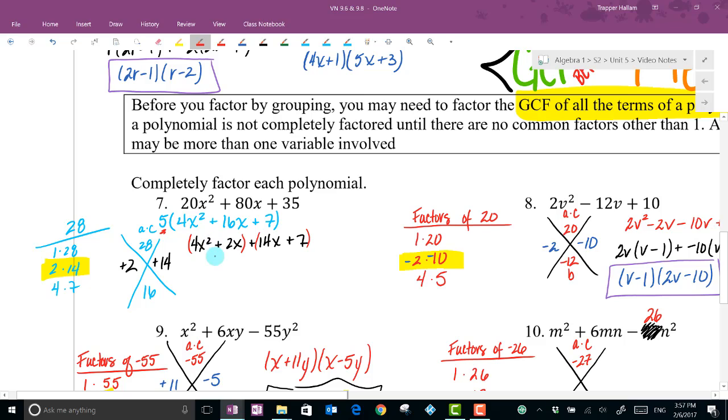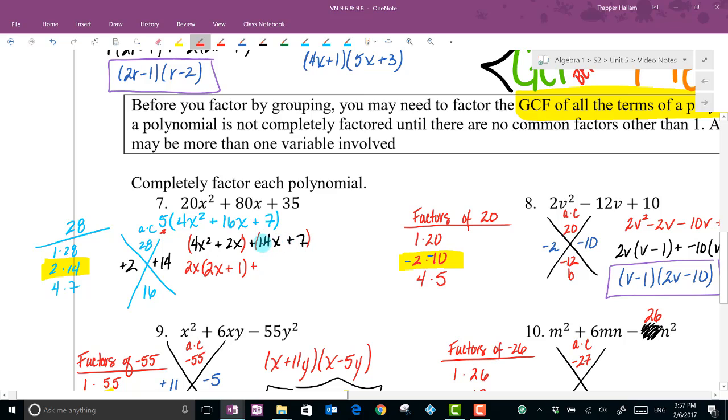So GCF of 4x squared and 2x. Looks like there's a 2 in common and an x I can subtract out of there. So 2x is the GCF. 4x squared divided by 2x is going to go down to 2. Subtract down an x. So it's going to go to 2x. And 2x divided by 2x is going to turn into 1. I'm going to put a plus here.